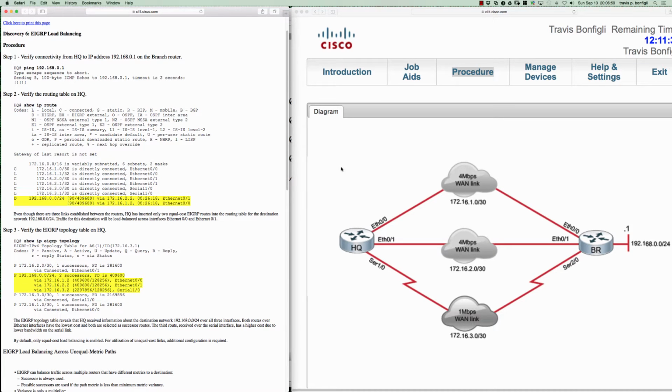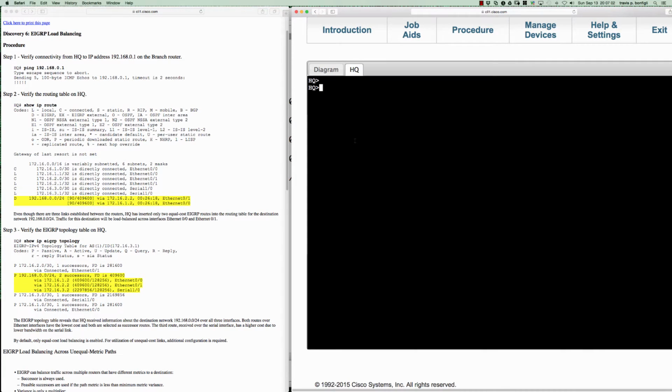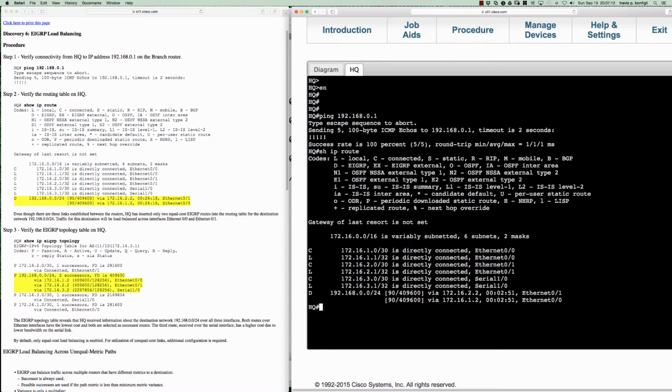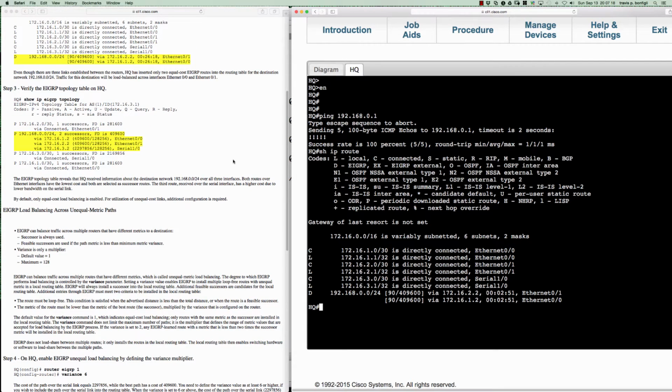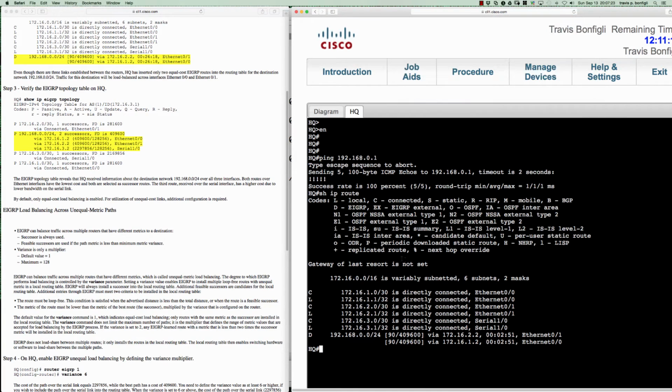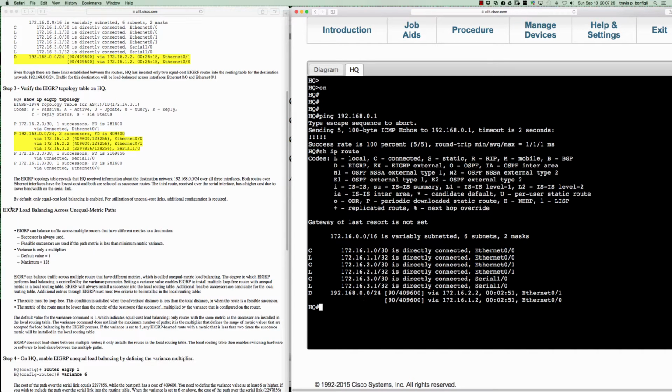It wants us to verify connectivity from the HQ router over to the branch router. So we're going to ping 192.168.0.1, and we've got full connectivity there. Let's say show IP route, and you can see that we have two equal cost paths currently. So we have two successor routes here. There we go. So we have two equal cost paths currently, and you can see that they are right here.